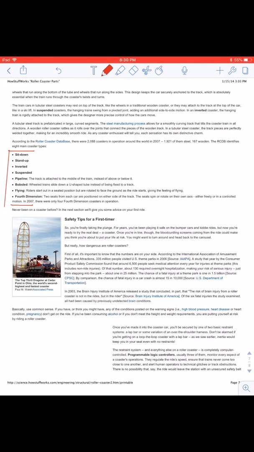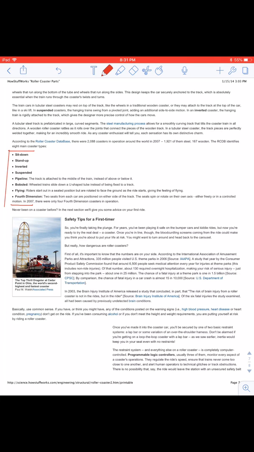Basically, use common sense. If you have or think you might have any of the conditions posted on the warning signs, i.e. high blood pressure, heart disease, or heart condition, pregnancy, don't get on the ride. If you've been consuming alcohol or if you don't meet the height and weight requirements, you are putting yourself at risk by riding a roller coaster.